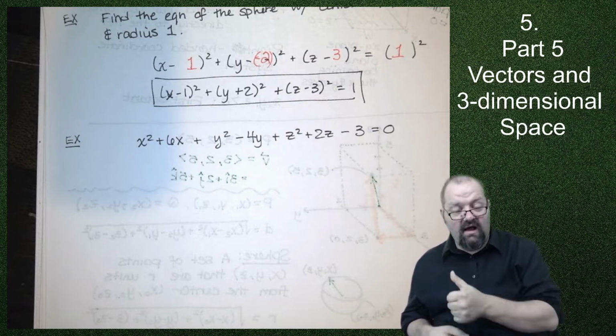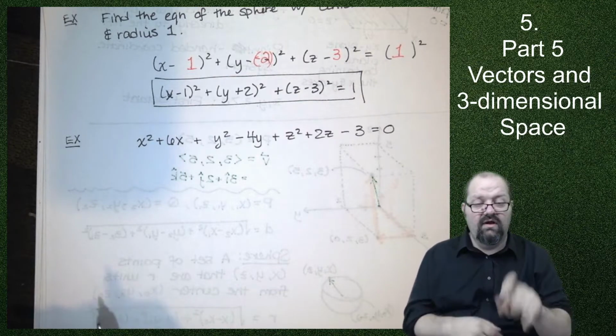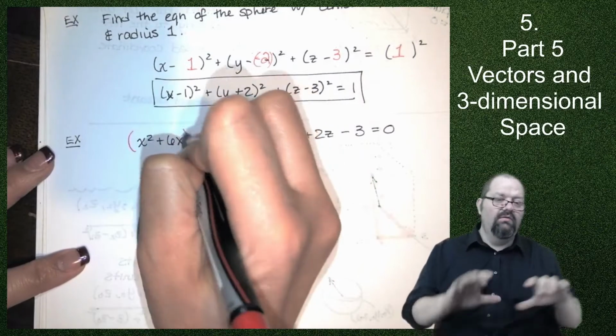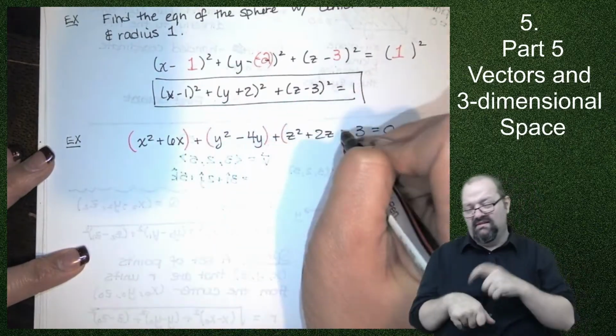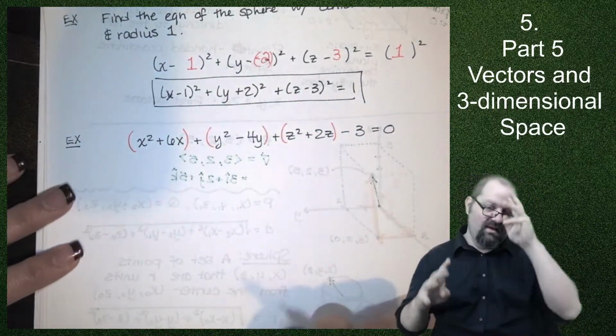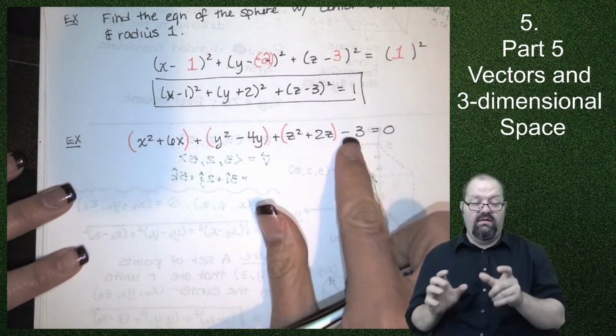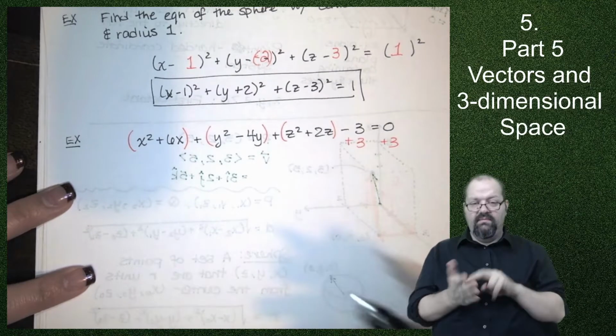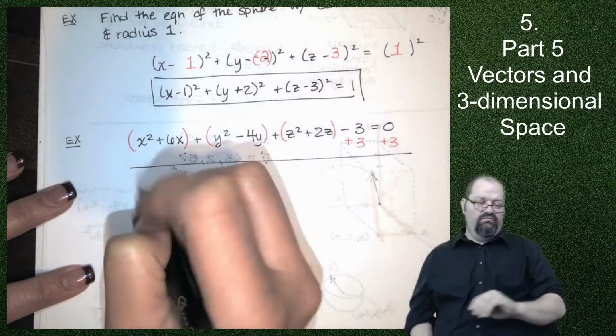If they did, what you would do is you'd group all the x's together, group all the y's together, and group all the z's together. This time it was kind of already grouped that way because I just made it up. And then move the constant to the other side. To get rid of the -3, we add 3 to both sides. And then you want to complete the squares.